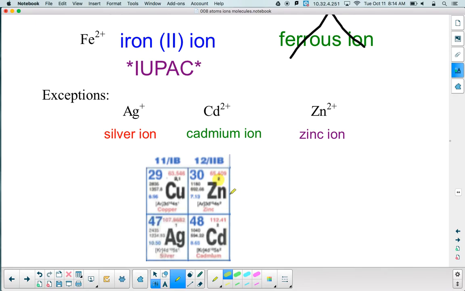If you look in box 30, you'll see there's a little 2 above the zinc. Box 47, there's a little 1 above the silver. And box 48, there's a little 2 above the cadmium. While these numbers on the periodic table are not actually the charge, and I don't want you to use these numbers for the charge on any other elements, it happens that in the case of silver, cadmium, and zinc, these little numbers are the numbers that you need to remember for the charges. So if you forget, you can look on the periodic table and use the little number above those elements.